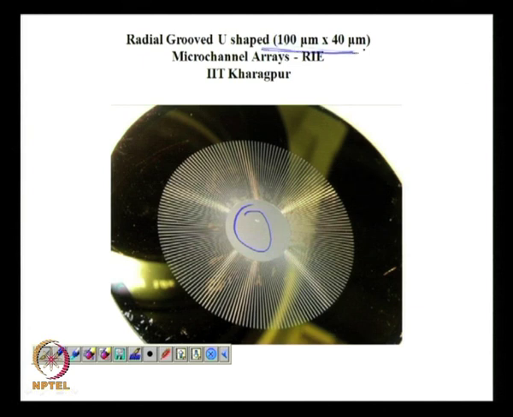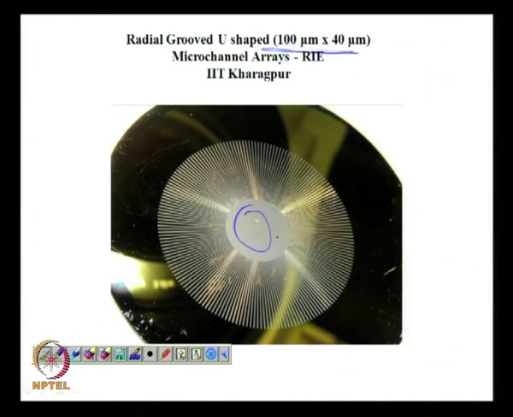These are U-shaped channels. So through the U-shaped channels, the liquid will flow towards the center, evaporate, come back, and so on. And these channels are closed using a Pyrex glass bonded on the silicon wafer.